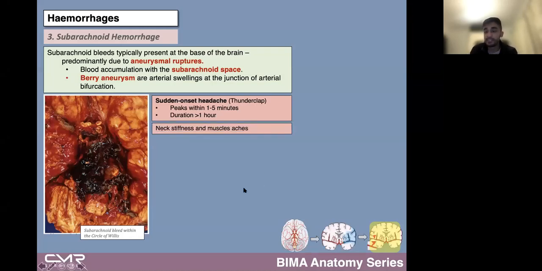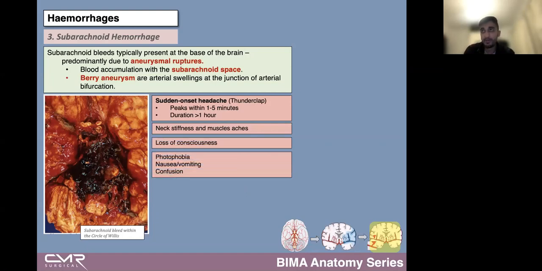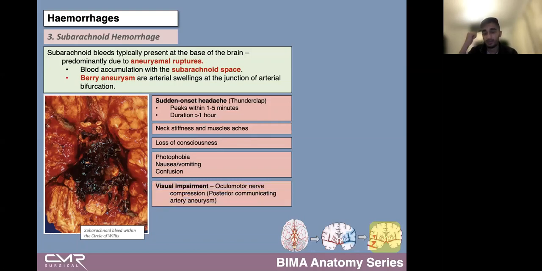What else? We have neck stiffness and muscle aches. We also have a loss of consciousness, photophobia, so the patient has an increased sensitivity to light, nausea and vomiting, and also associated confusion, and also visual impairment too. The reason why there's visual impairment is because if there were to be an aneurysm in your posterior communicating artery, that aneurysm will compress the oculomotor nerve.